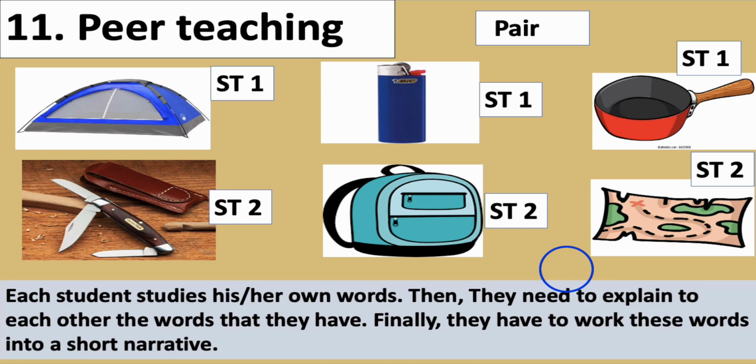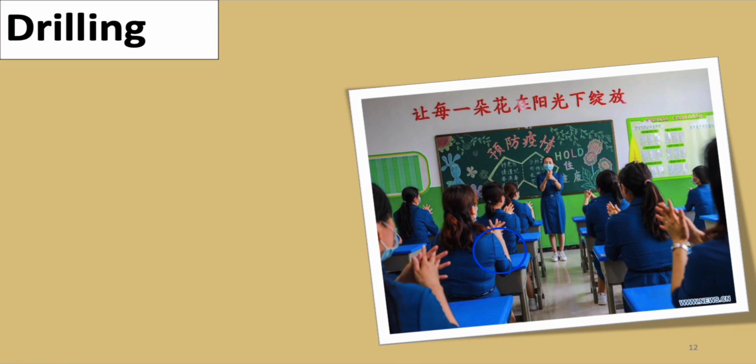Then they will work to do a certain activity. For example, they can write a short narrative using the items that they have. Or you can give them an activity. For example, let's imagine that you are in a desert. Try to label these vocabularies according to the most important one to the less important one. Next, when we finish with these techniques, we can go to drilling.